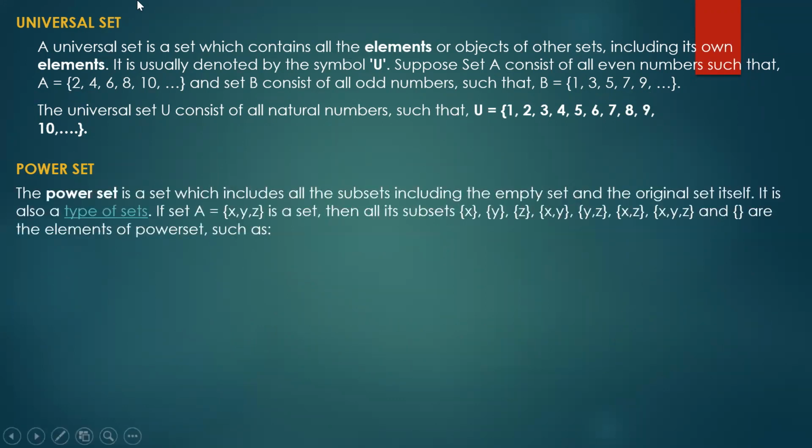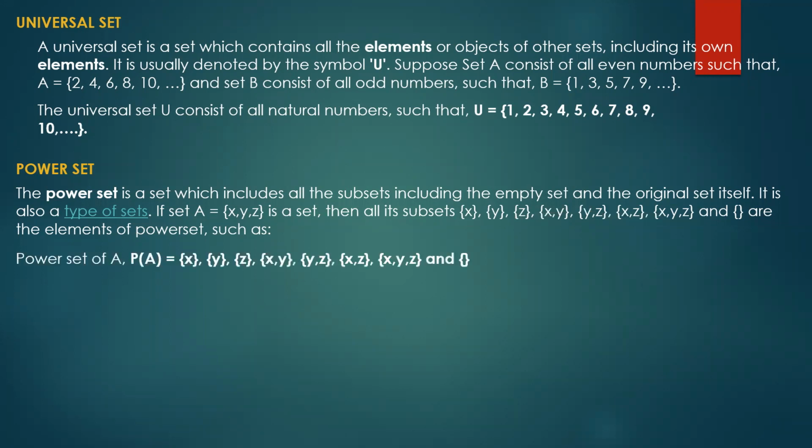So this is what I was talking about. A power set is a set which includes all the subsets, including the empty set and the original set itself. It is also a type of set. This is just an example. If set A is equal to {X, Y, Z}, then the set that consists of these sets that you are seeing here is the one that we call the power set. So the power set of A, this is how you denote it in short.